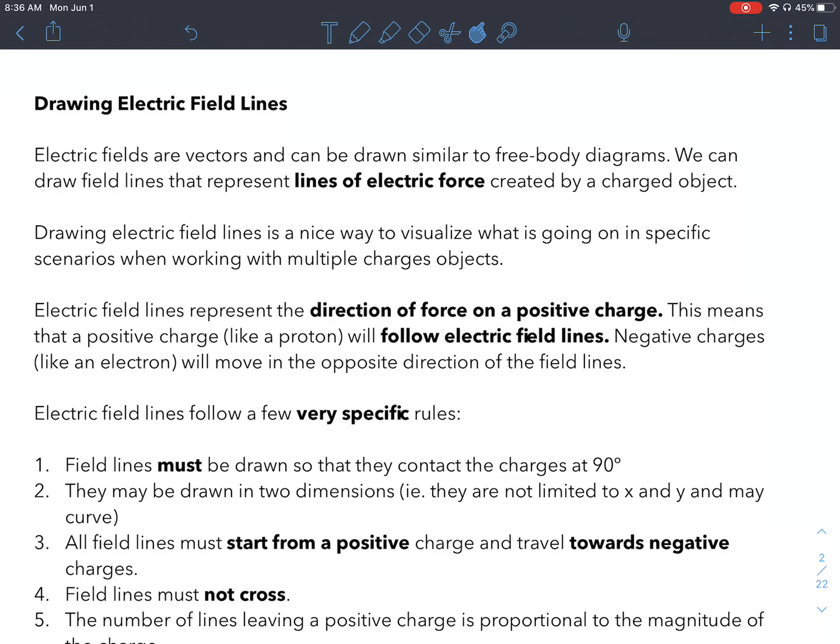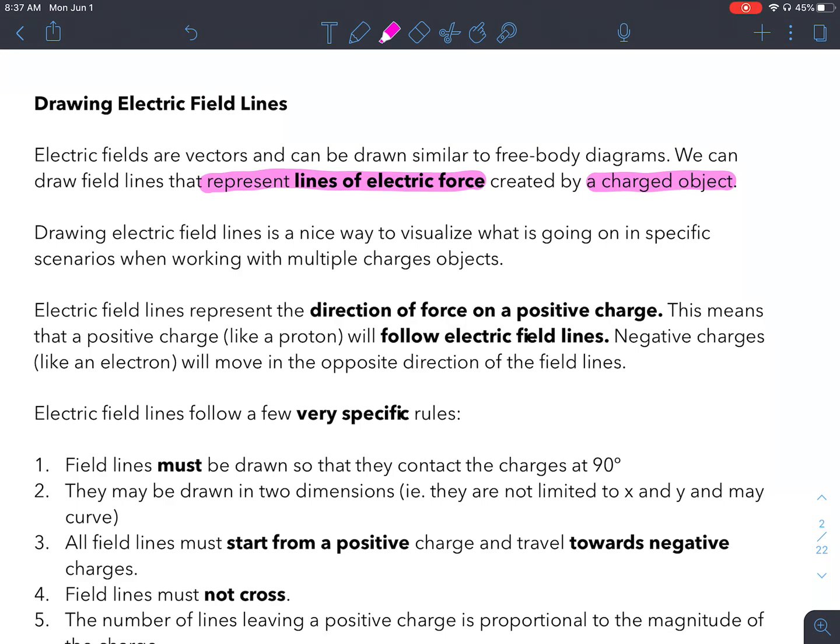But a lot of times physicists and witches went hand in hand because they're talking about a bunch of things that you can't see. So that's why they said, you know what, let's draw some electric field lines, help us visualize and represent what is happening here. Okay, they're representing lines of electric force created by anything that is charged, a charged object.